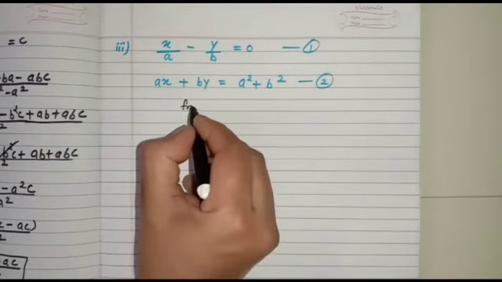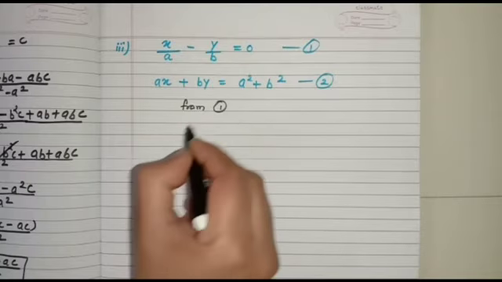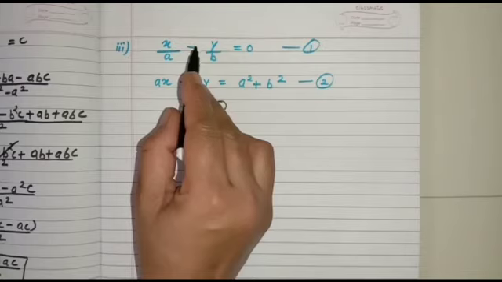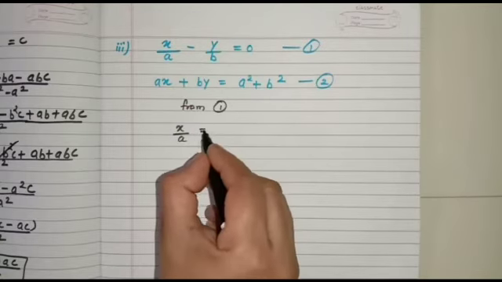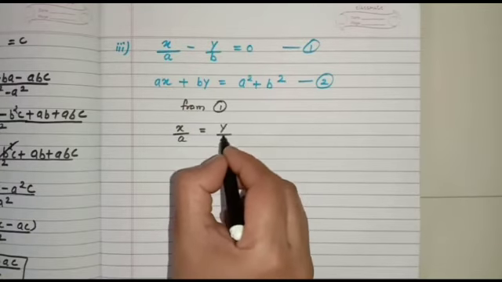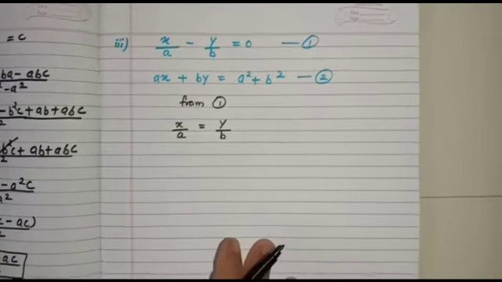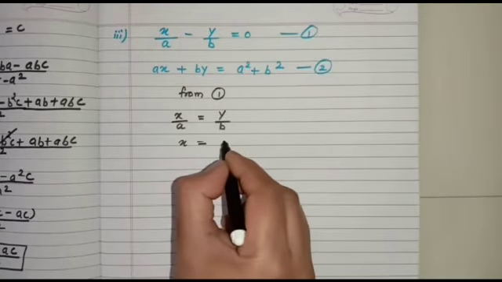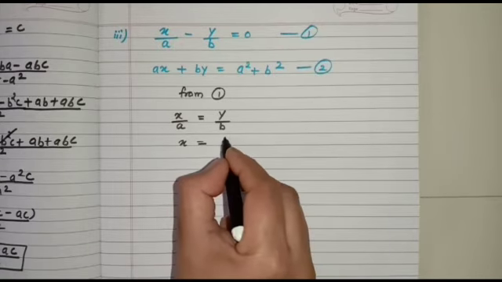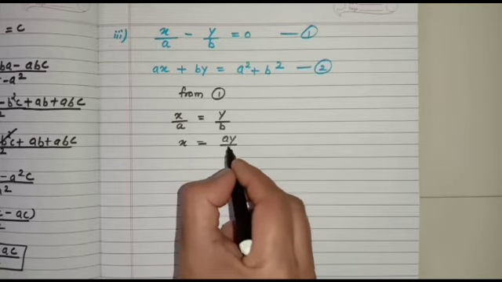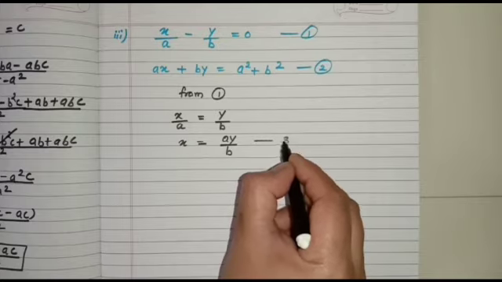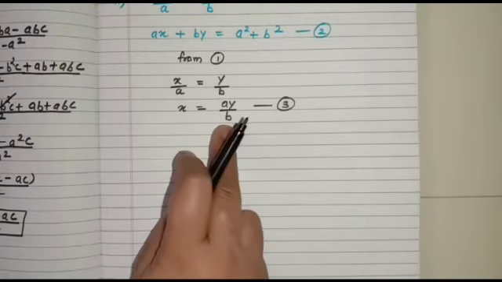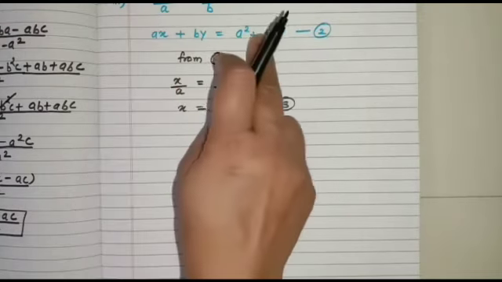From 1, this x upon a, when you shift this minus sign to the right hand side, it will convert into a positive sign and we will get y upon b. So the value of x will be, from here cross multiply, ay upon b. This one is your equation number 3. Now we will substitute the value of x in the second equation.